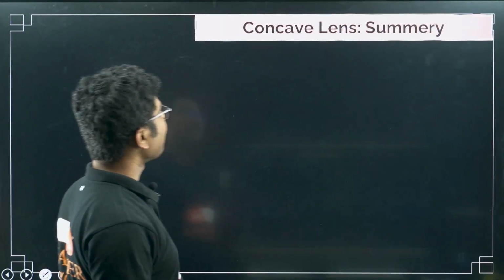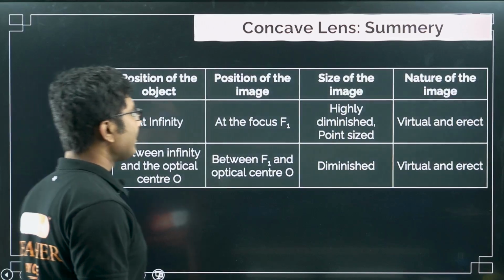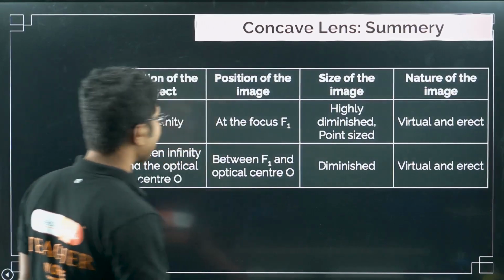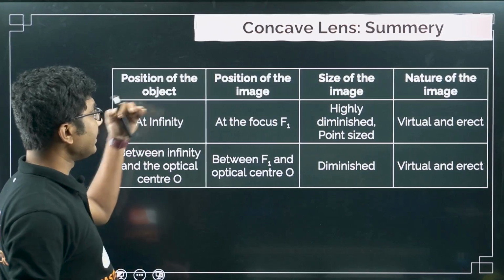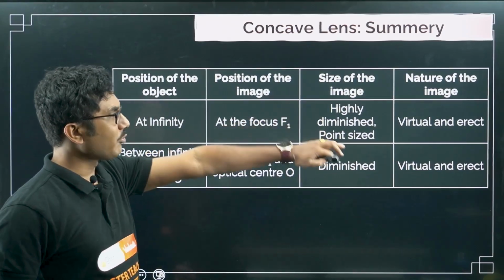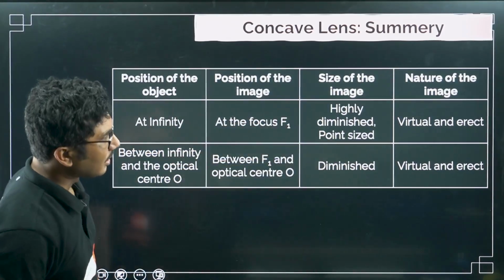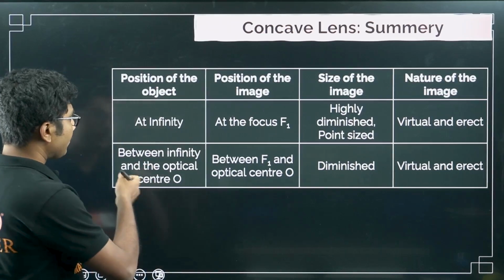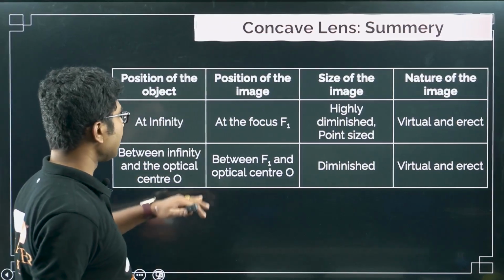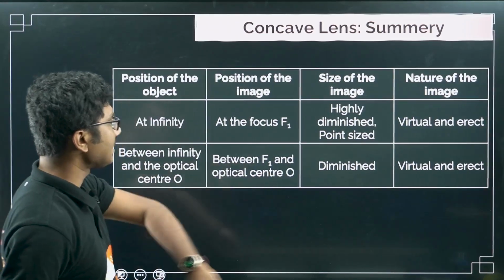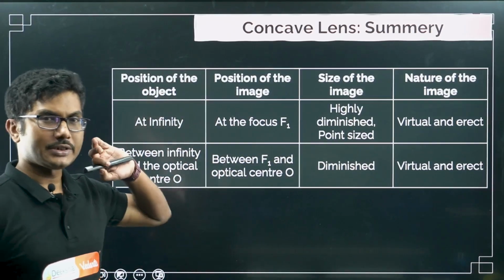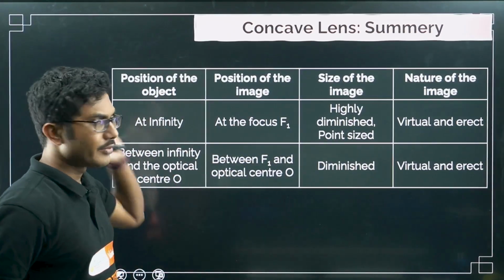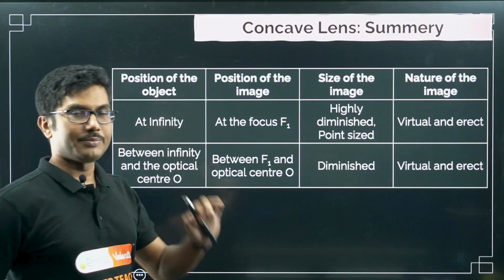Now, next part is concave lens. So the concave lens summary is the same as that of the convex mirror. At infinity, at focus f1, highly diminished, point sized, virtual and erect. For object position between infinity and the optical center O, between f1 and optical center O, diminished, virtual and erect. So they always produce virtual images only, and it is always diminished no matter where you keep the object.